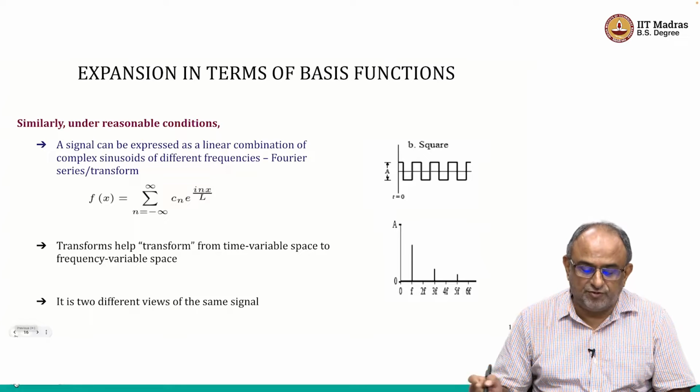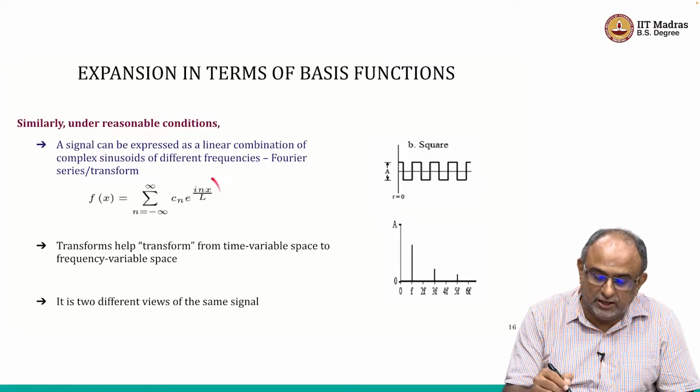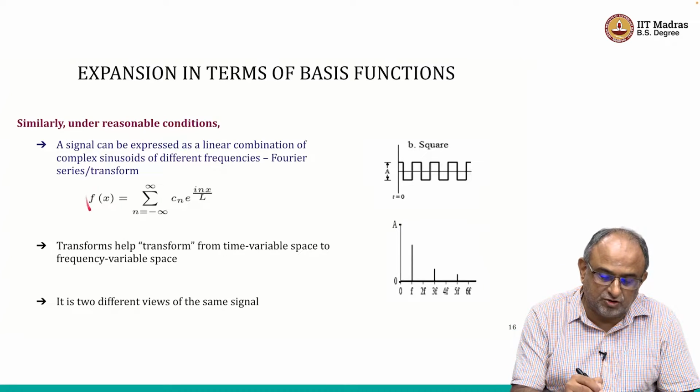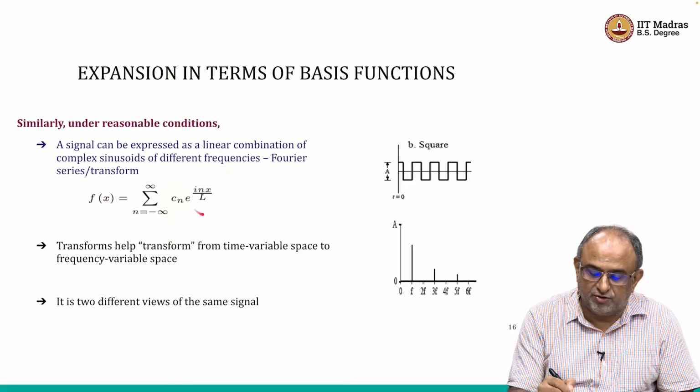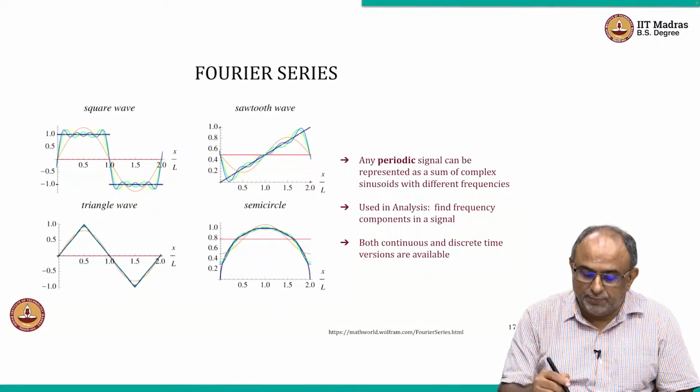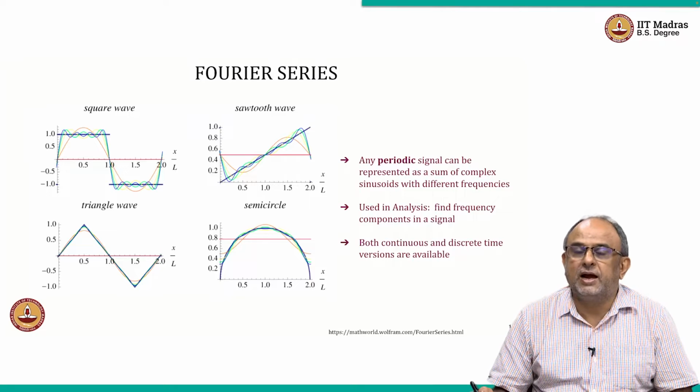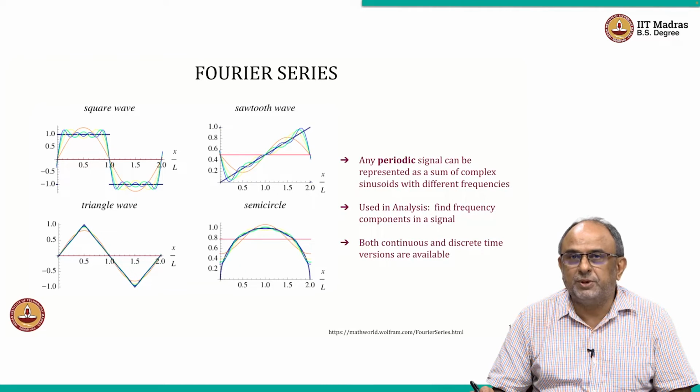So, given a signal f of x, can I expand it in terms of some building blocks, e to the power of i n x by L? x is still a function of x, f of x is also a function of x. This is also a function of x, and so we are typically going to be dealing with expansions of that type and creating new signals. That is the basic idea of what Fourier proposed.